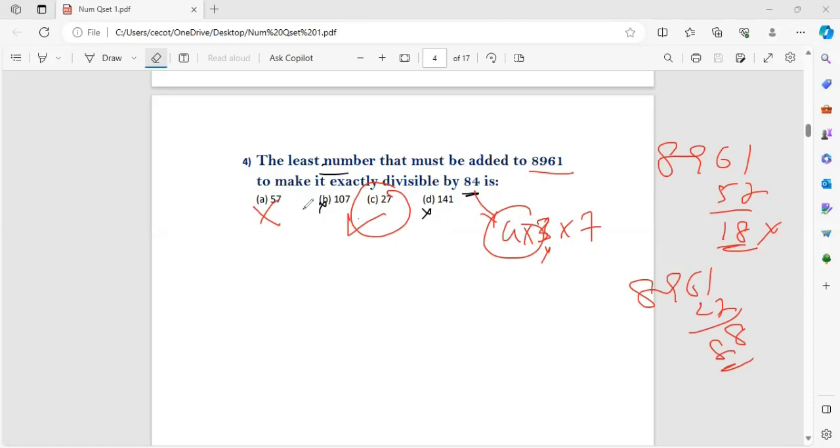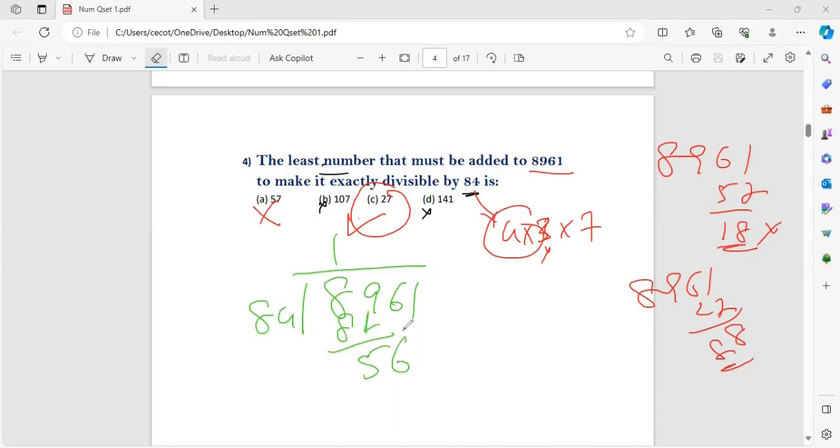Now let's discuss the logical approach, because in certain questions you might need the logical approach to solve the question. So 8961, divide it by 84, find out what you get as the remainder. Let's see. 1 time 84 is 84, so 8 is written over here. 6 doesn't go in 84. We need this 1 also, which means we'll put a 0 over here.